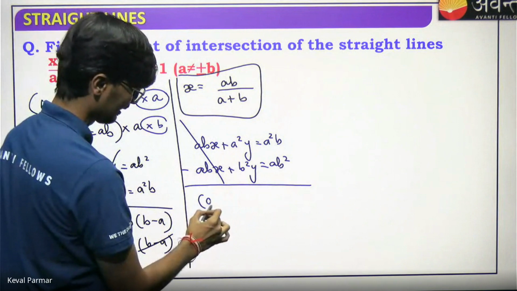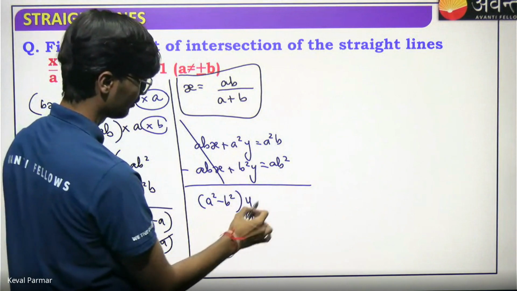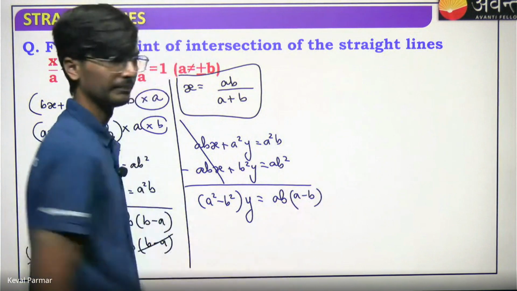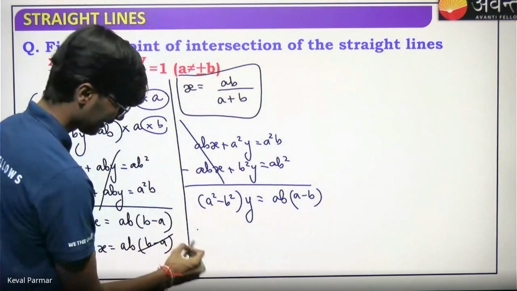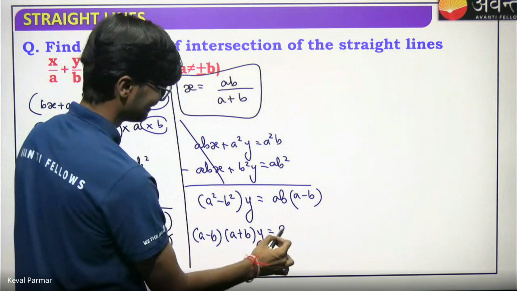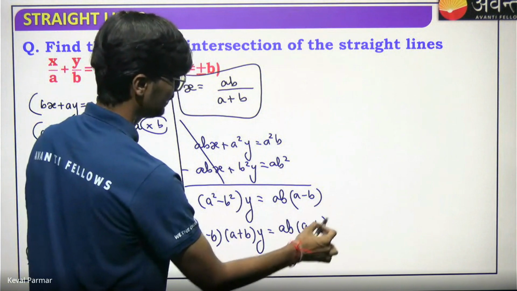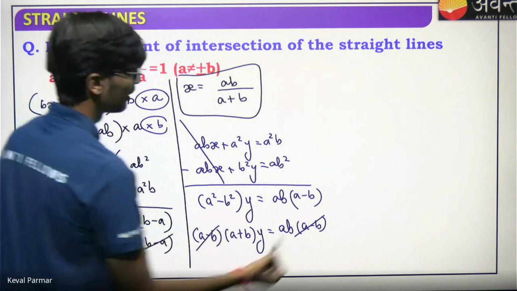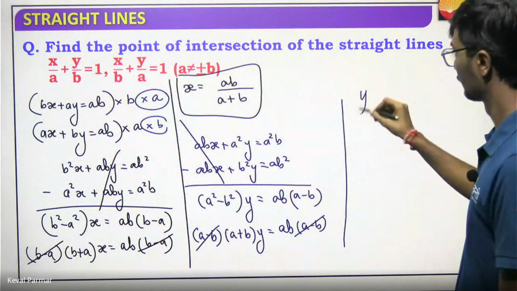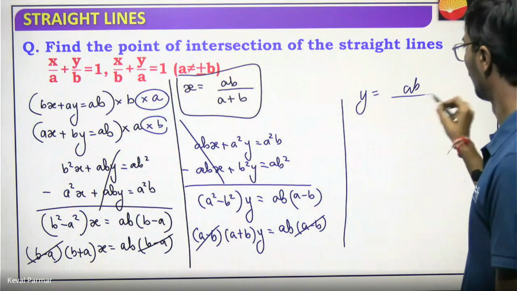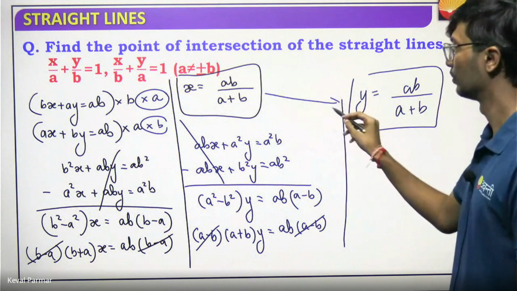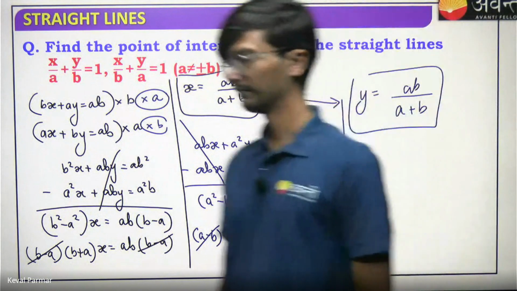Here I can write a square minus b square into y equals, here I can take ab common, I'll get a minus b. Correct? So here again I can write a minus b into a plus b into y equals ab into a minus b. Here a minus b will get cancelled. So I'll get y as ab upon a plus b. Oh, that means x and y both are the same.